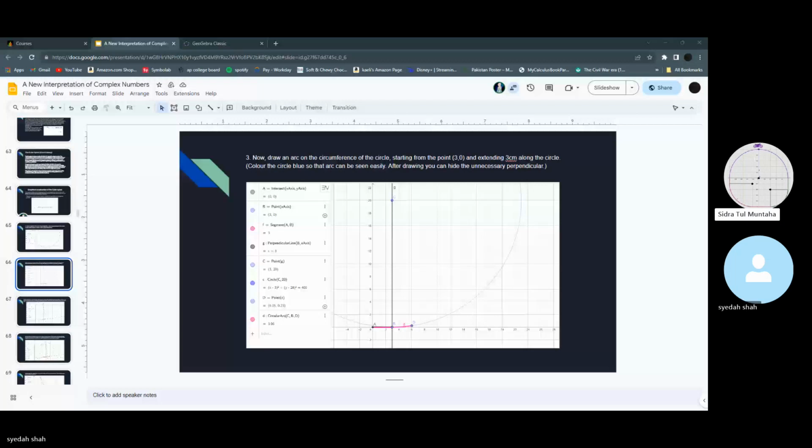By looking at this figure, can you tell me where the curvature is more and where it is less? It means where the curve is actually more curvy and where it is not.